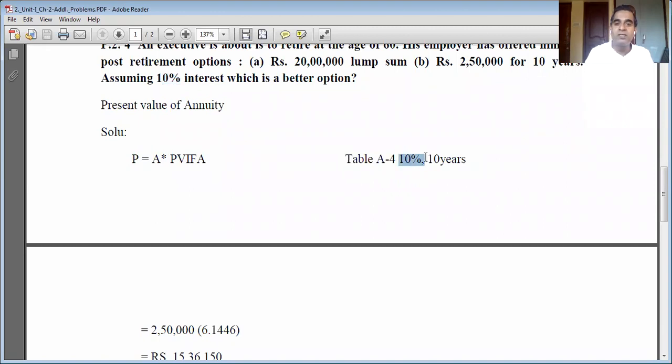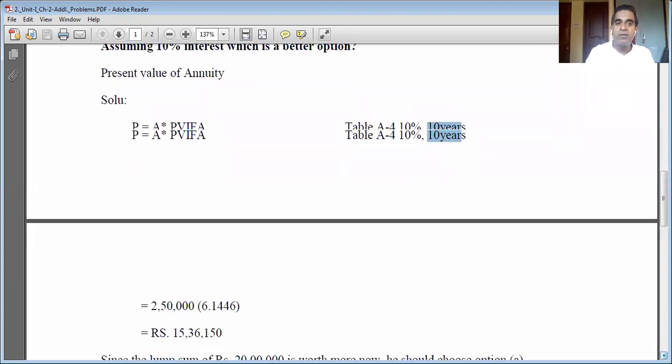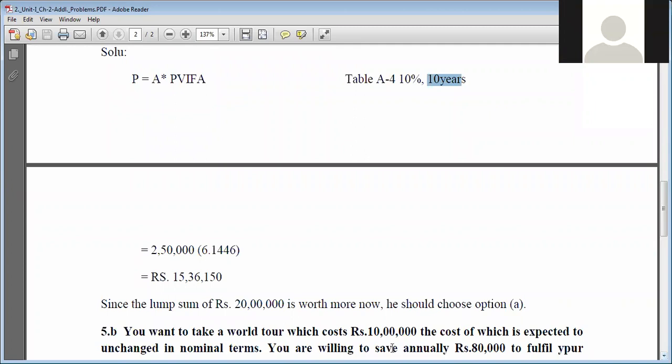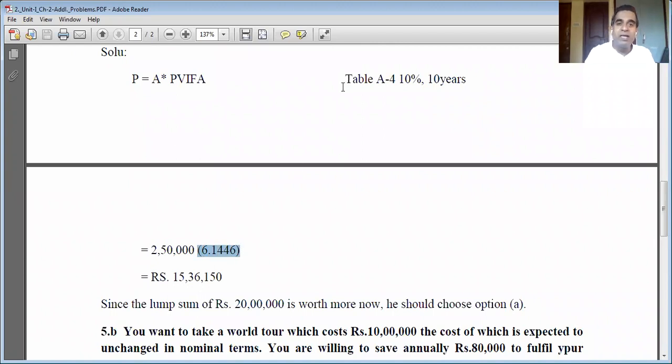So we are going to refer the 10% column, and the annuity period is 10 years. So the 10-year row we are going to refer in table A4. When we enter these values into the equation, the value of annuity is 2,50,000 rupees, into bracket, we are going to find this value from the table PVIFA. So table A4, we refer the 10% interest column and 10 years row.